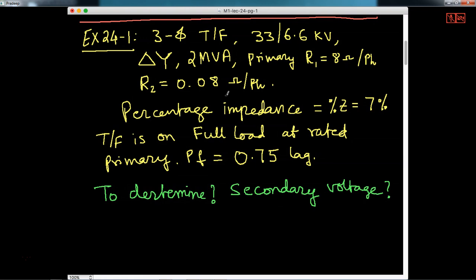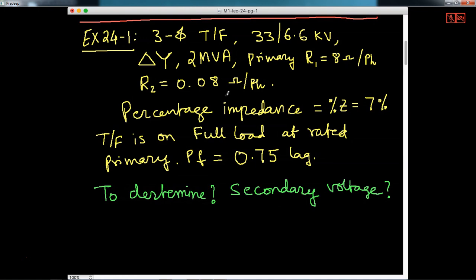Now, in order to find the voltage drop, we need to know what the R and X values are. Only once you know R and X values can you find the voltage drop. So let's begin by first calculating the voltage ratio. For that, let me draw the diagram. The diagram is like this. The primary side is delta, whereas the secondary side is star.